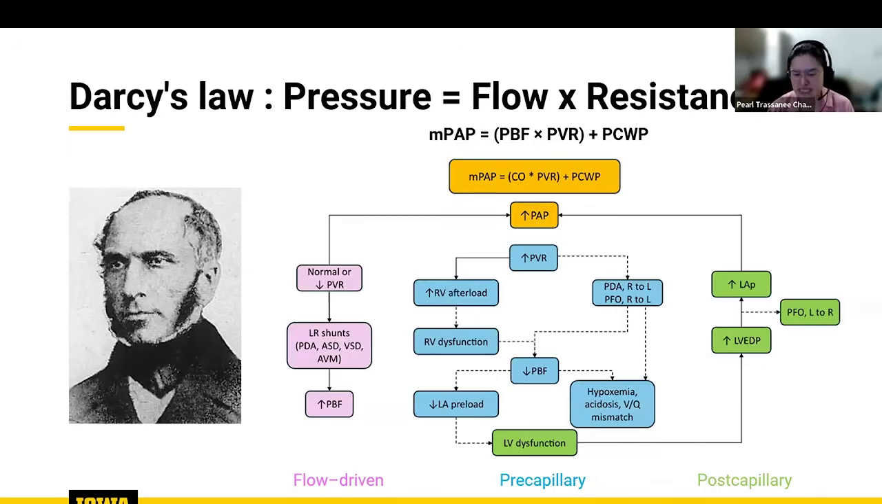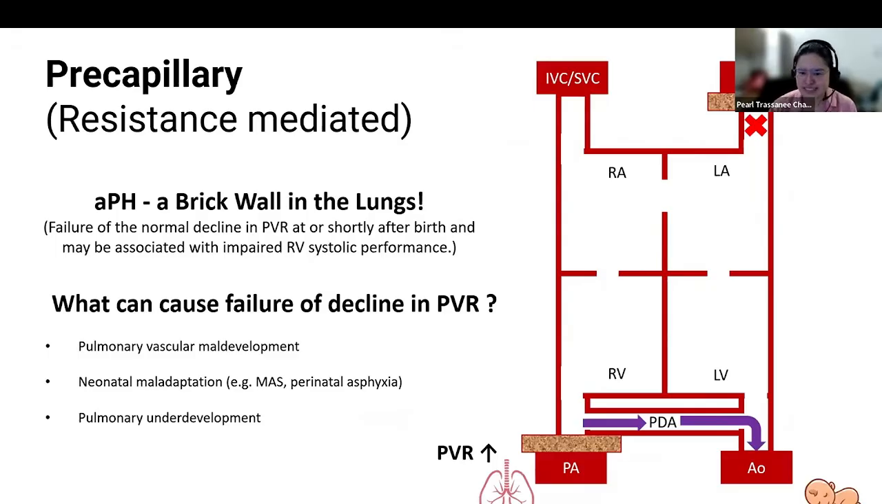Each phenotype is defined by distinct hemodynamic alterations, clinical presentations, and echocardiographic findings. So let's start with the concept of pre-capillary pulmonary hypertension, which is fundamentally a resistance-mediated problem.